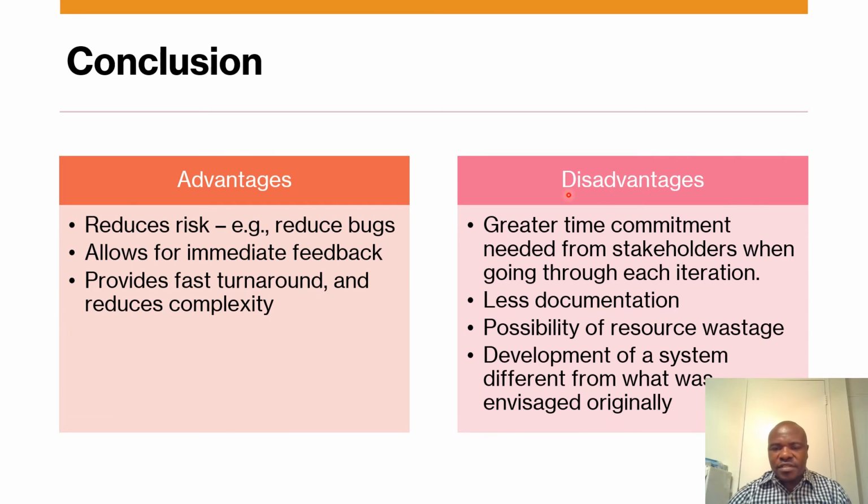When you look at the disadvantages, we find that Agile has a greater time commitment needed from stakeholders when going through each iteration. Secondly, it has less documentation. When compared to waterfall, we find that at the planning phase, waterfall has a greater documentation. Then third, there is a possibility of resource wastage because of the iteration or repetition of phases. There is a possibility that resources will be wasted.